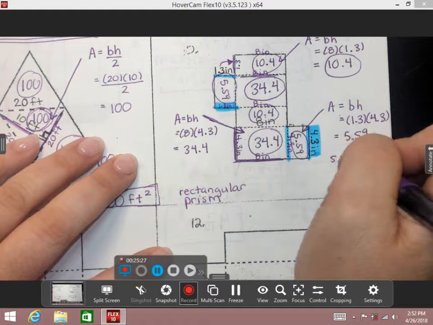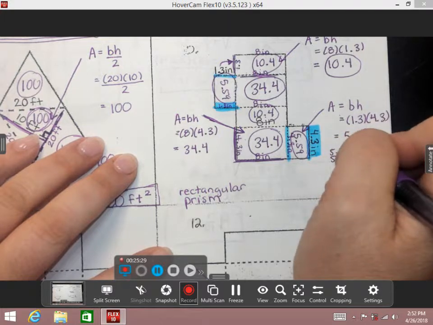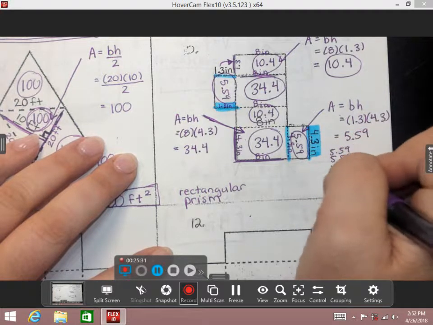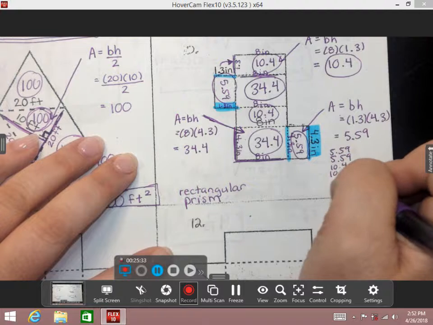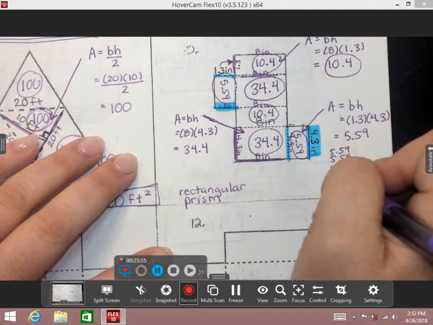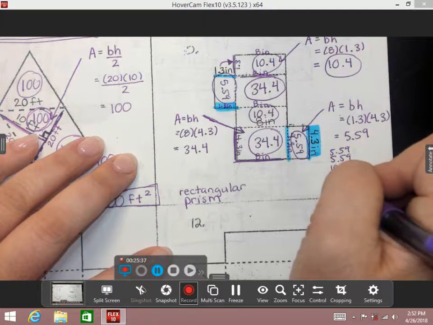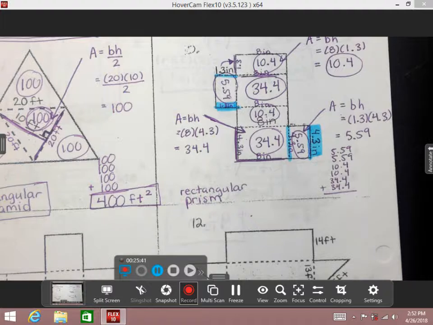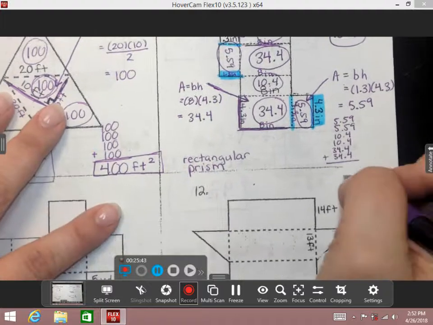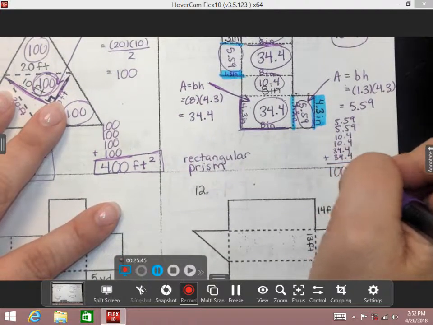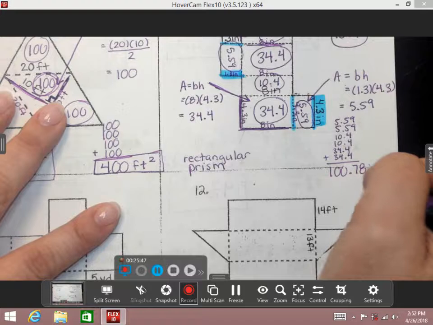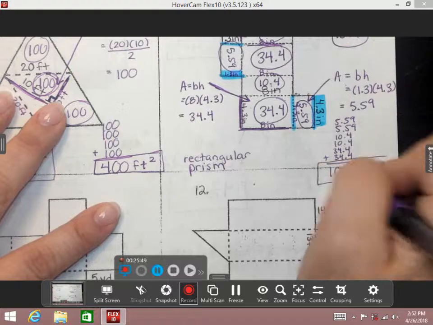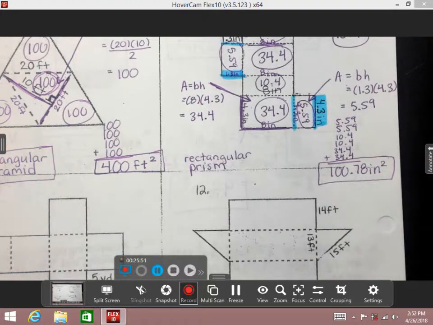To find my surface area now, all I need to do is add these up. 5.59, 5.59, 10.4, 10.4, 34.4, 34.4. I like to try to keep the pairs together so I make sure I don't leave any out. When I add that up, I get 100.78 inches squared. All right, and we're ready to start our next shape.